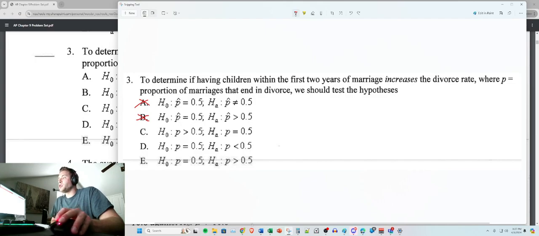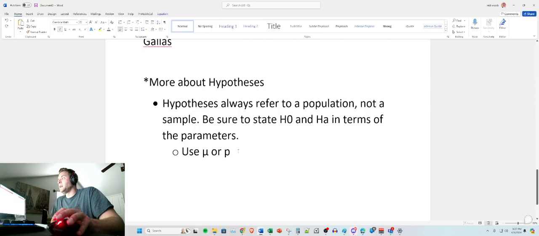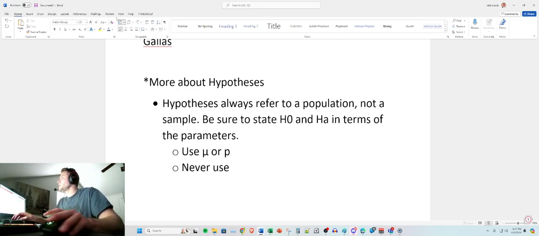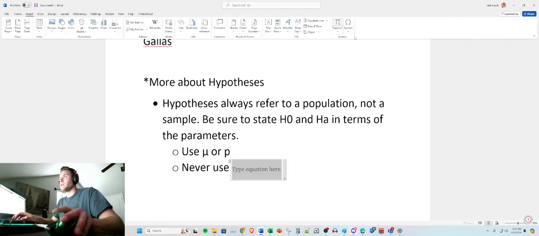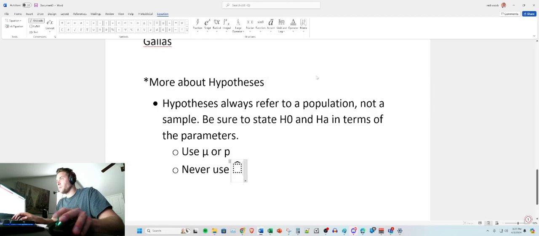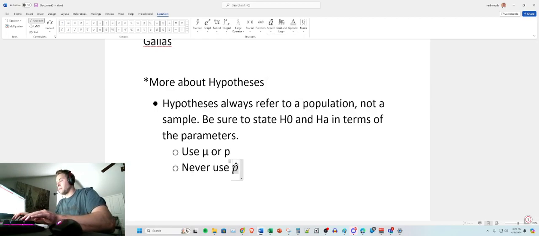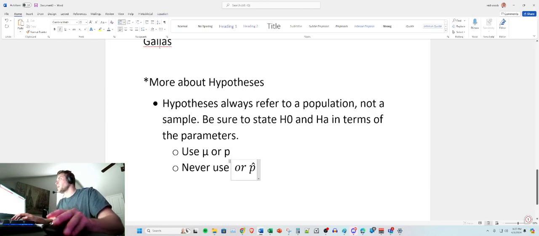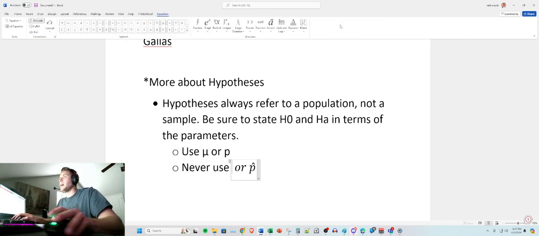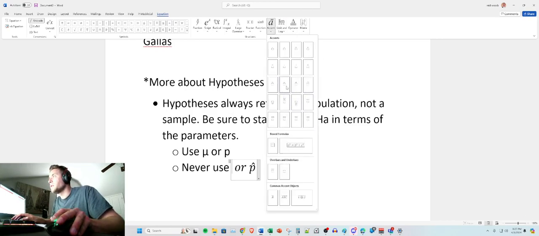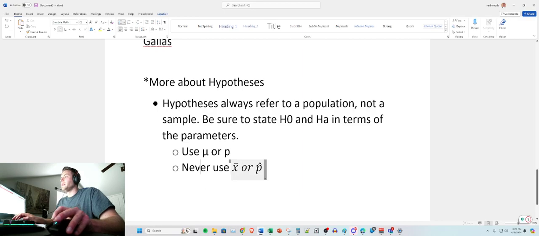But what I just did there was show this rule that we're talking about. So we use mu or P, never use a P hat. And we never use X bar or P hat. We never use these symbols in a hypothesis setup when we're setting that up.